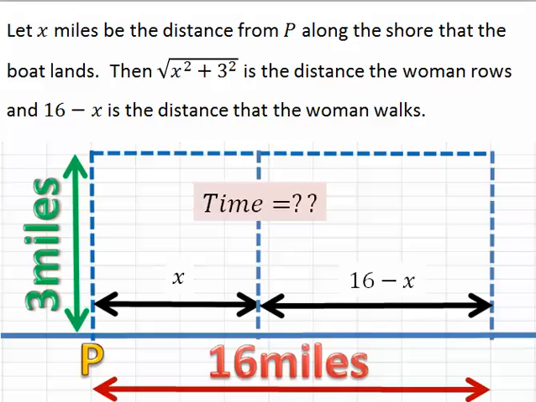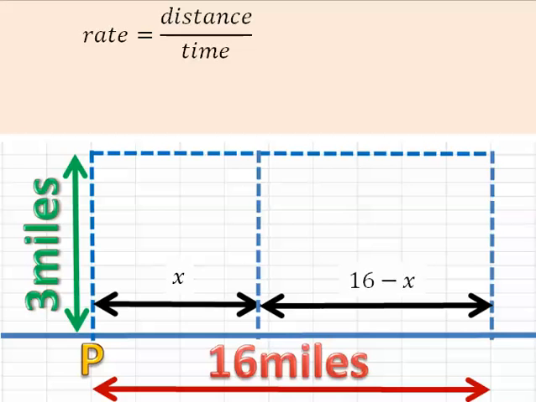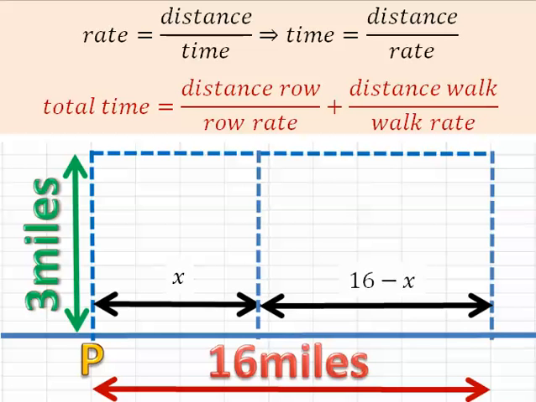How much time will it take? Recall, rate equals distance divided by time. Solve for time, and I get time equals distance divided by rate. Total time will be the distance rowed divided by the rowing rate plus the distance walked divided by the walking rate.